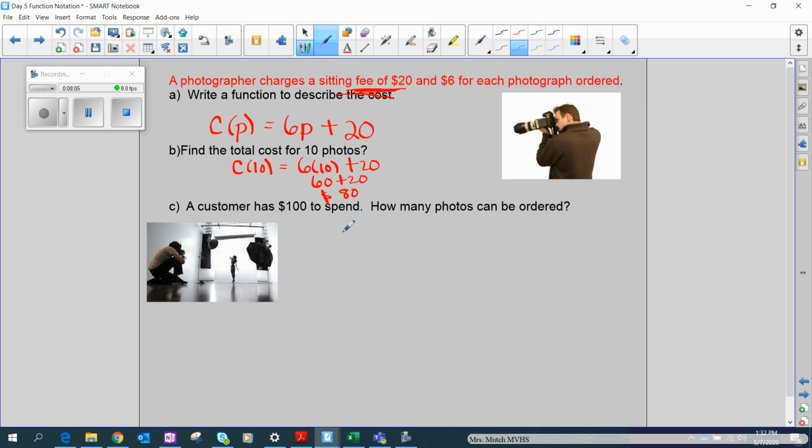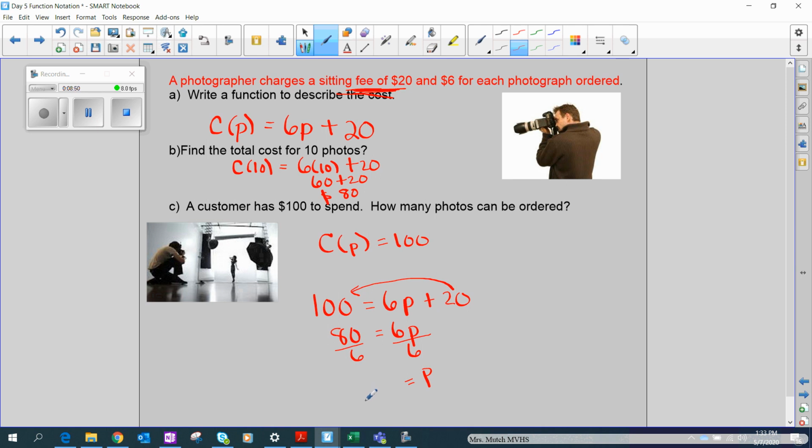Part C is the other type. It said the customer has $100 to spend. So if I was going to write this in function notation, they're saying that they have $100 to spend. How many photos can be ordered? So I'm going to say 100 is equal to 6p plus 20. When I go to solve this, I have to get rid of the 20, so it becomes subtract when I bring it over to the other side. Now I'm going to divide both sides by 6, and the problem with that is 80 doesn't divide perfectly by 6.